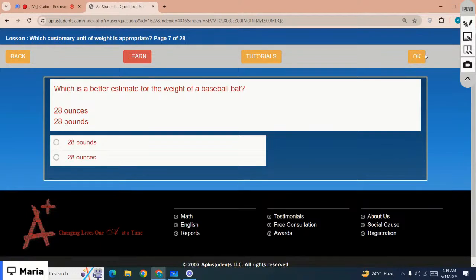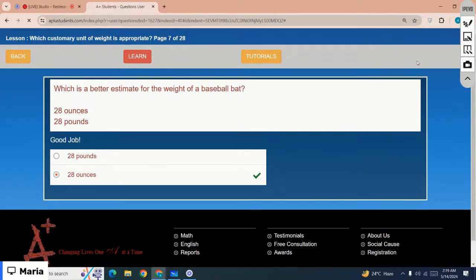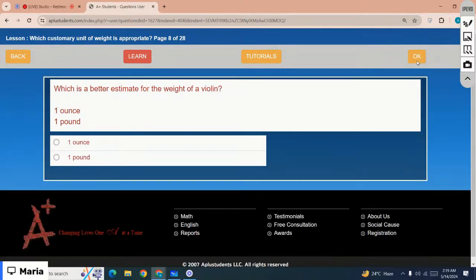Which is a better estimate for the weight of a baseball bat? Which is the correct option? Baseball bat, right? So I think that is 28 pounds, right? No, just baseball bat, that must be 28 ounces because 28 pounds is too much for the baseball bat.